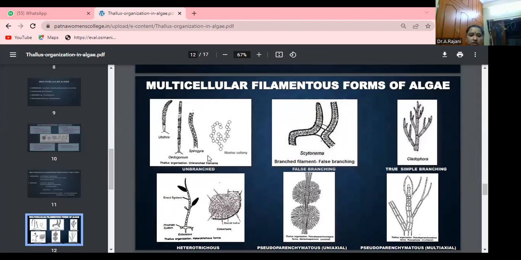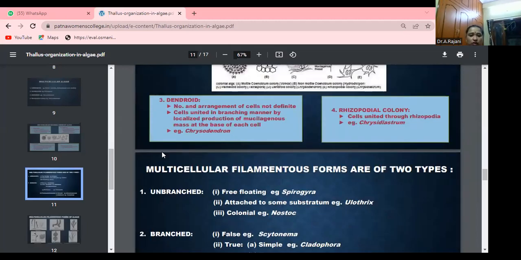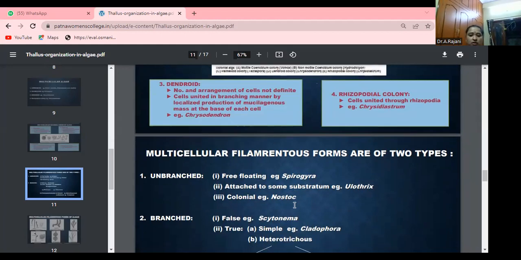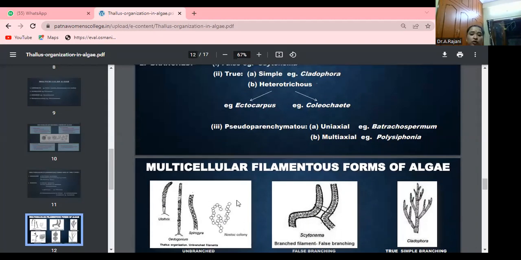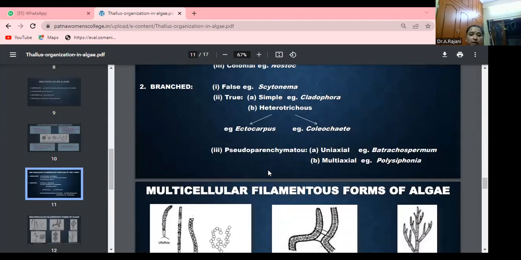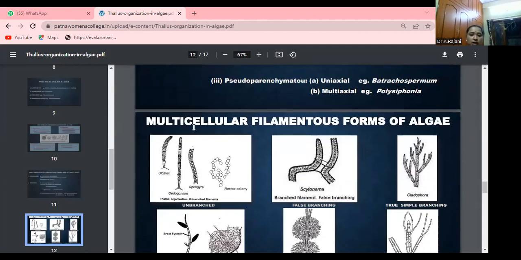See here, you can observe the pictures. This thallus is Ulothrix, Oedogonium. What are these? Filamentous unbranched. See this one, filamentous unbranched. Spirogyra, Ulothrix, Nostoc. This one is the Ulothrix. This one is Spirogyra. This one is Oedogonium, and this one is Nostoc. Multicellular filamentous unbranched.